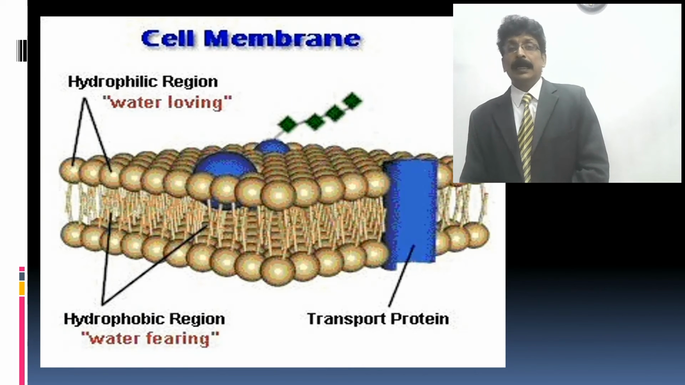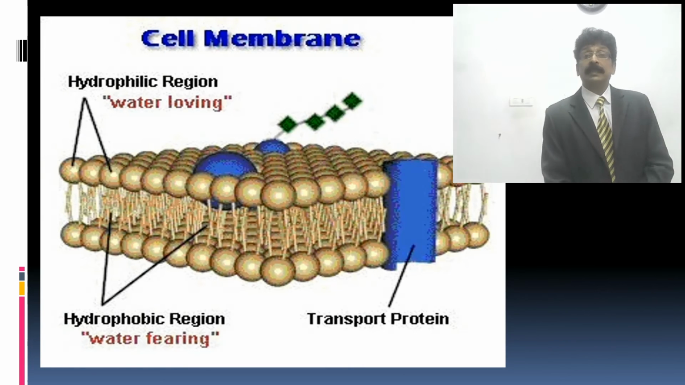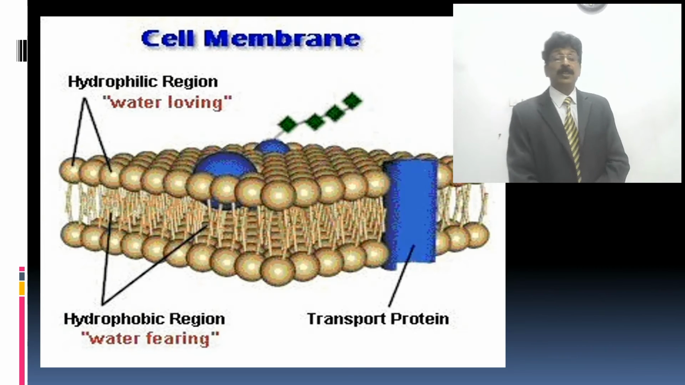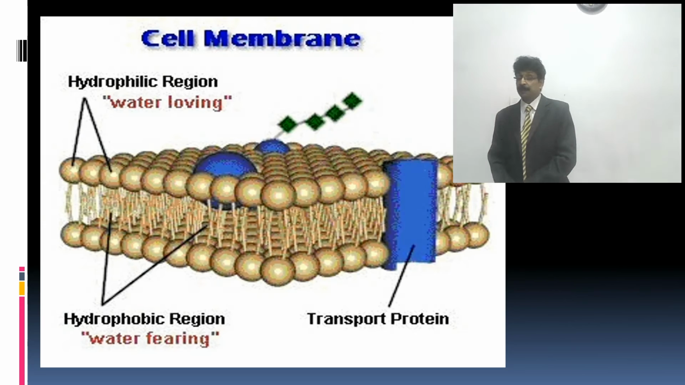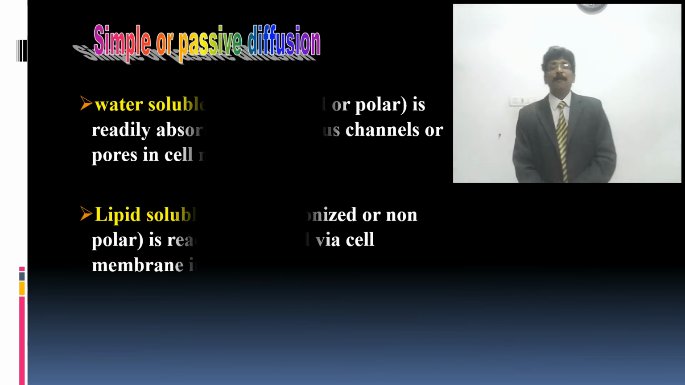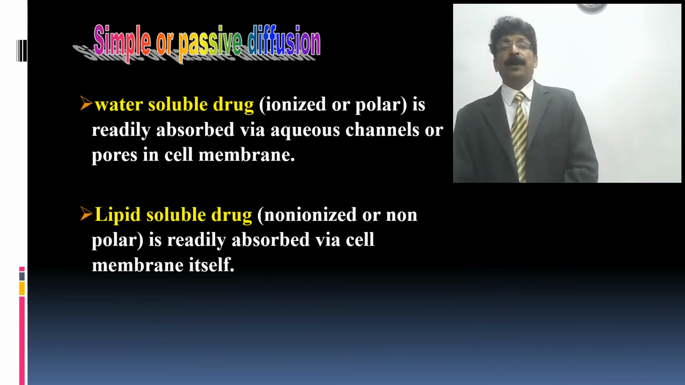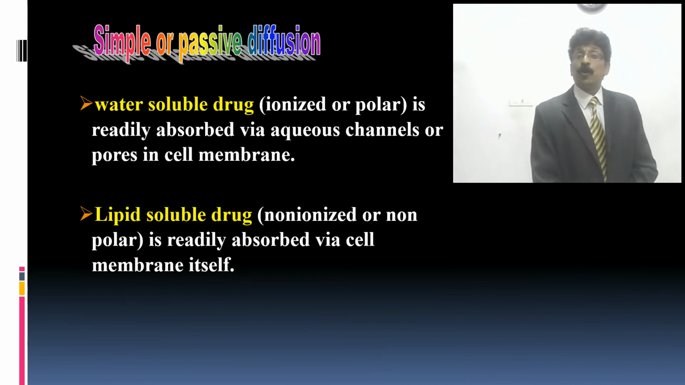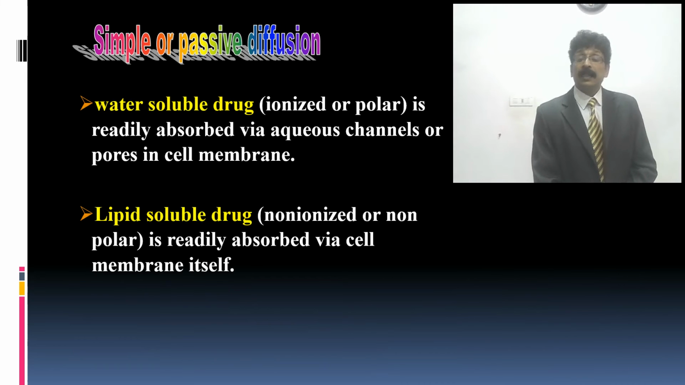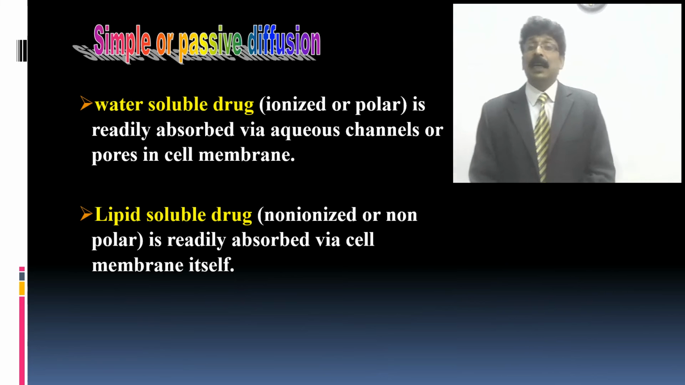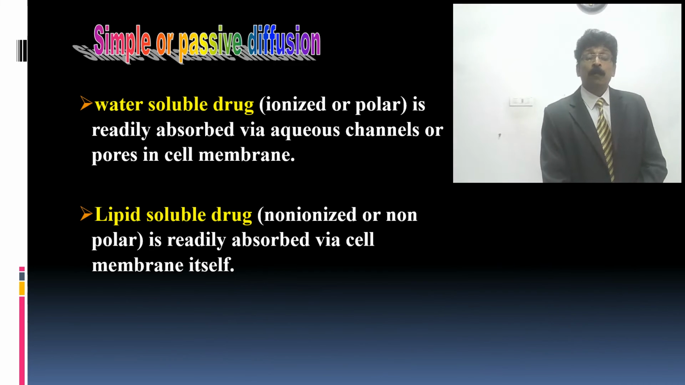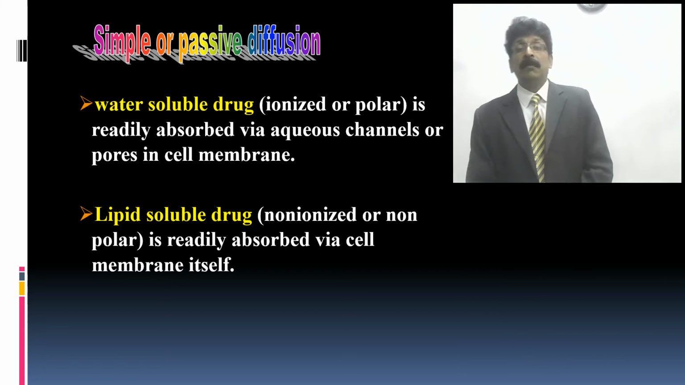And the transport proteins can be seen in certain parts, in blue color, through which active transport is possible. And there is simple or passive diffusion, which you have seen in the first part: water soluble drugs, that is ionized or polar, are readily absorbed via aqueous channels or pores in the cell membrane.